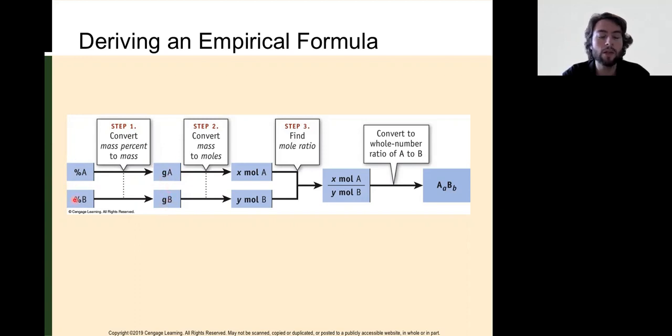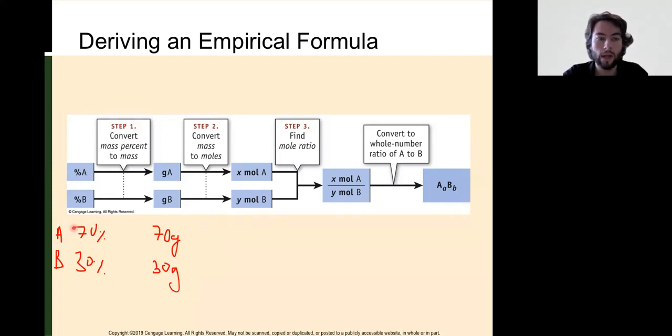Usually percentages are base 100, right? So 70%, 30%, that type of thing. So we would then directly convert that into grams. For example, if we have 70 and 30 percent of A and B, then we would convert that directly into 70 grams and 30 grams, like so. We would then use the molar masses of those to determine their number of moles.